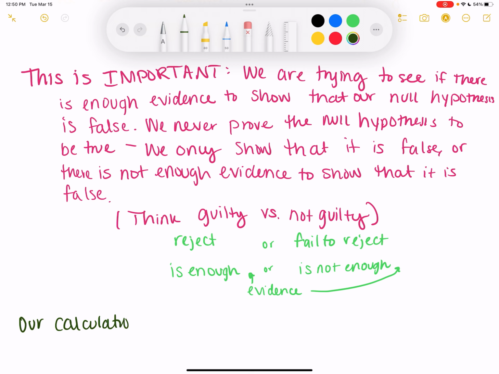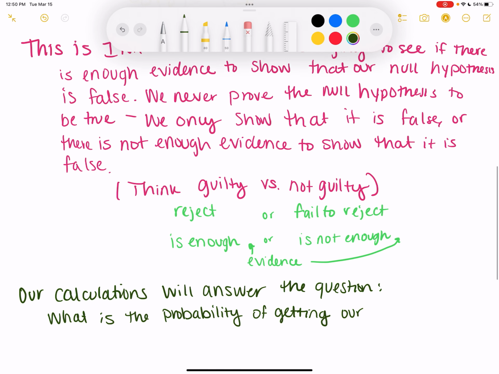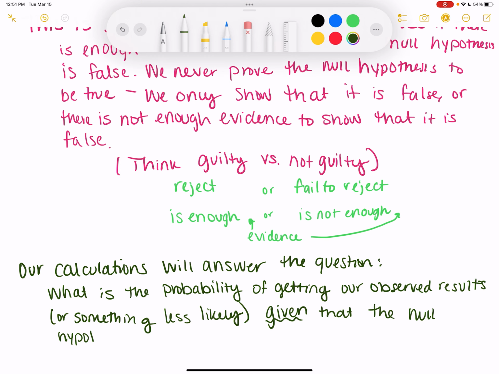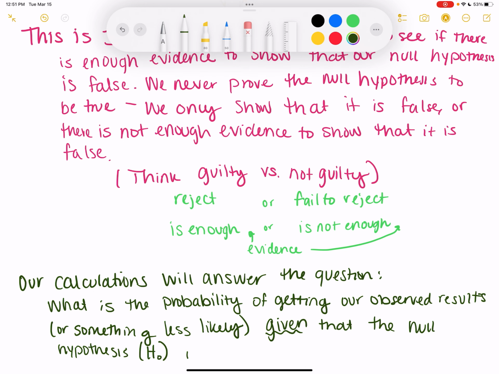Our calculations will answer the question: what is the probability of getting our observed results or something less likely, given that the null hypothesis H sub 0 is true?